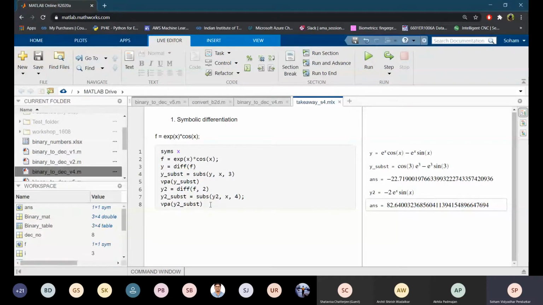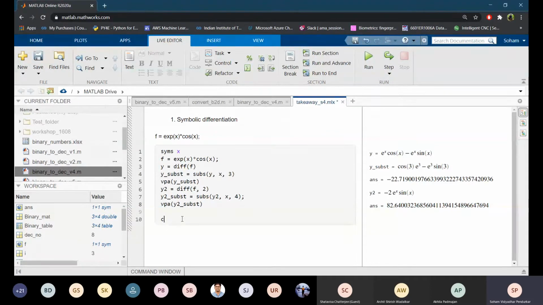And yeah, one more thing. There's something called differentiation of constants. Let's say your differential equation contains something like e raised to x cos x plus some constant, or anything, whenever a constant comes into your function. How do you differentiate that? The symbolic toolbox needs to know that this is a symbolic constant.